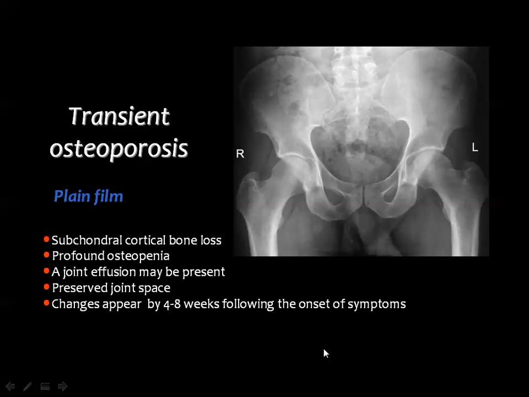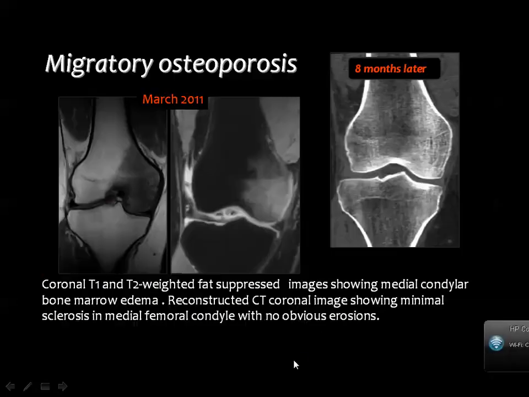In the plain film, you may hardly appreciate some decreased bone density unless it is evident, and you cannot see a significant difference between both hips. The joint space is preserved, and you may see the distension of the joint capsule by displacement of the fat planes around the joint, indicating the presence of joint effusion. It's important to know that this disease is self-limiting and it may resolve completely without treatment in the range of 6 to 8 months.